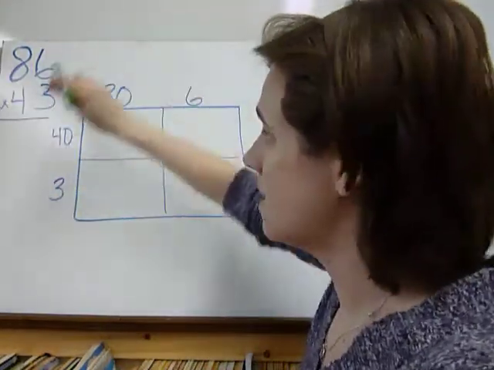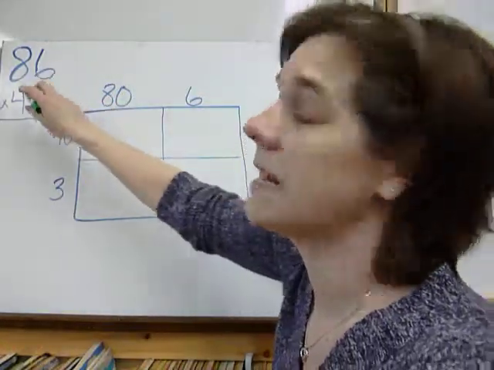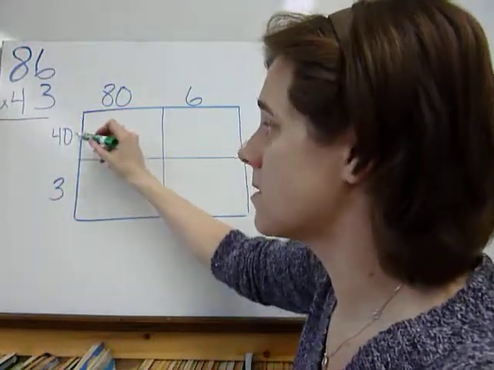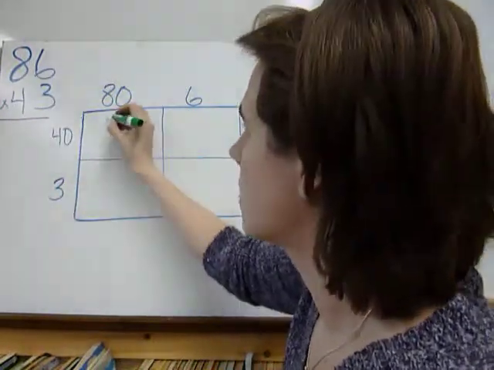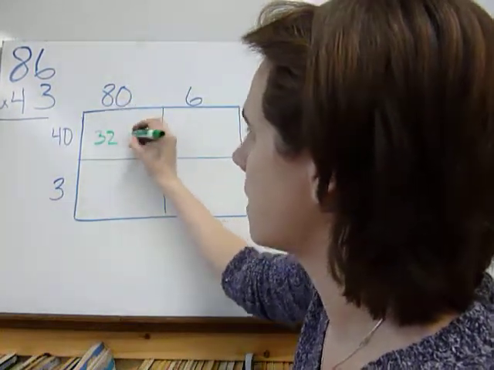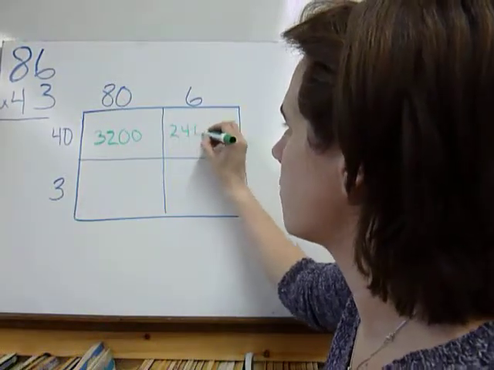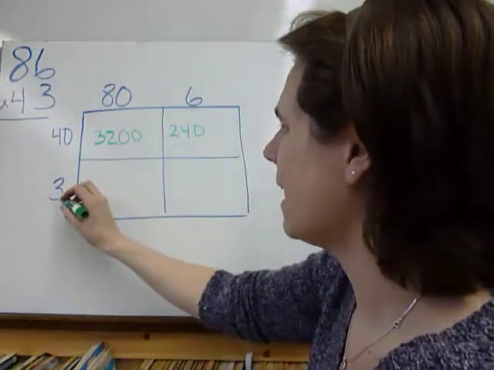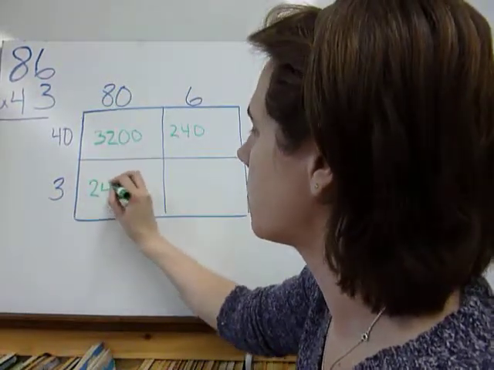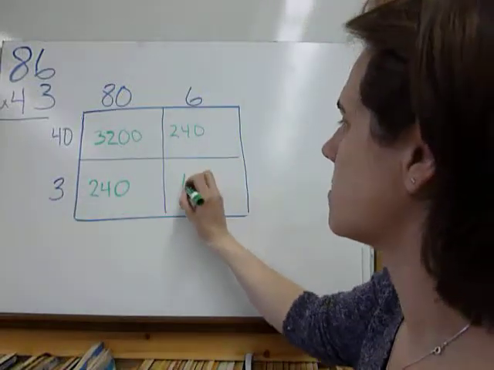Here's another example. I didn't write anything in this time. 86, broke it down into 80 and a 6. 43, here's my 40, here's my 3. So 8 times 4 is 32. I'm multiplying and two zeros. 6 times 40, well, that's 240. 80 times 3, that gives me 24 with a 0 after it. And 6 times 3 is 18.